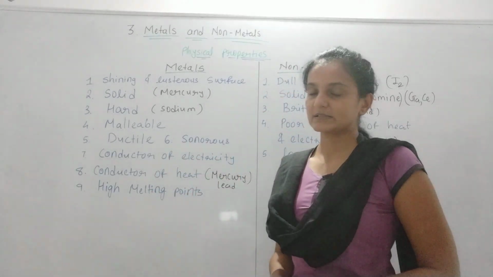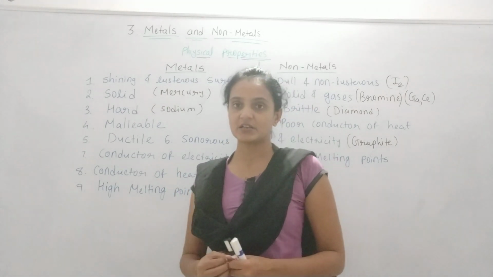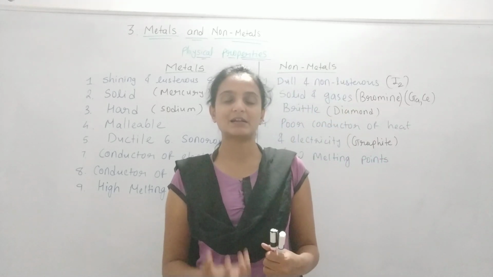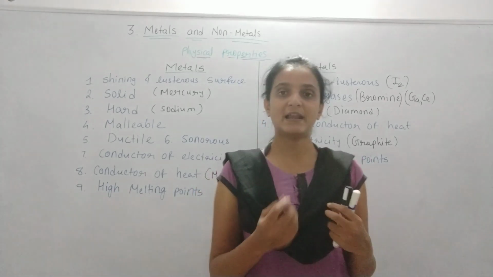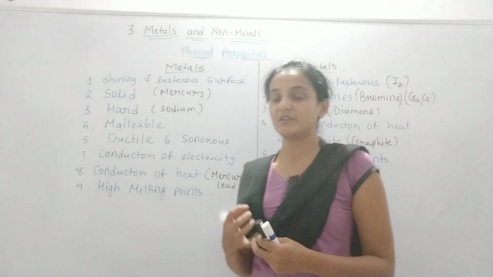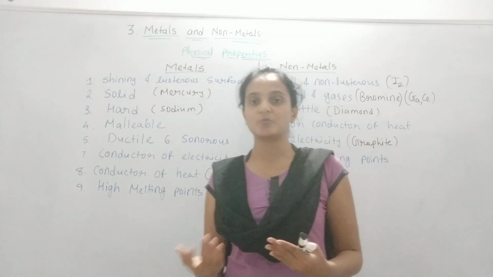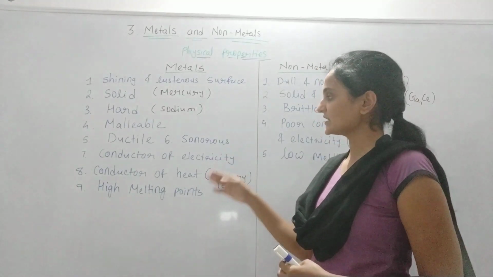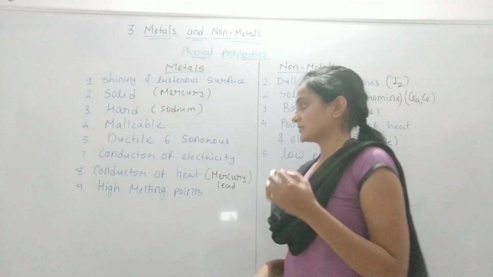Then after this, sonorous. What is the meaning of sonorous? When a metal is struck with any hard object, it produces a ringing sound, and that property of the metal is known as sonority. In our school we have a bell after each period, which produces a ringing sound because it is made of metal. When a metal is struck with a hard object, it produces a ringing sound, and this property is known as sonority.